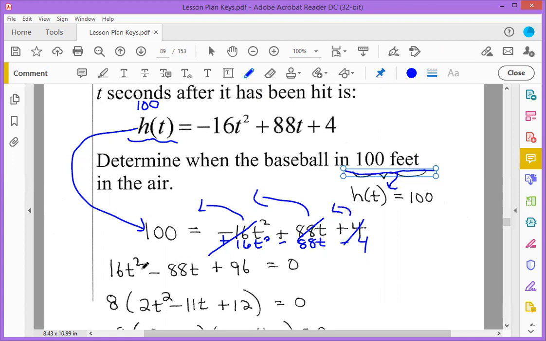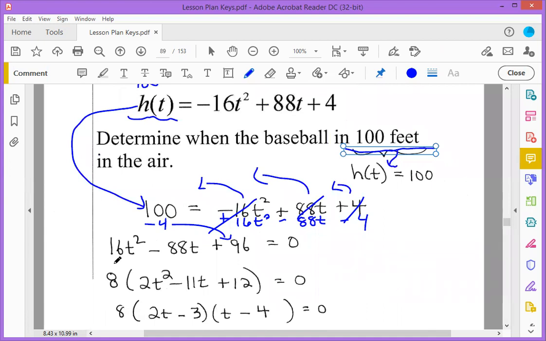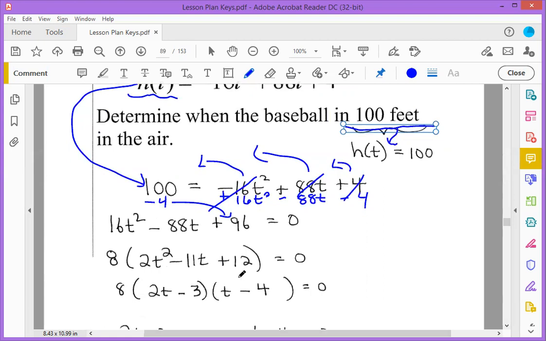So on the right side, we're left with 0. But on the left side, we had 16t squared. Remember, we added 16t squared minus 88t. And then that minus 4, we had a 100 on the left side. So 100 minus 4 leaves us with 96. From here, we factor out our greatest common factor. We can factor 8 from each of these terms. When we factor 8 from 16t squared, we get 2t squared. When we factor 8 from minus 88t, we get minus 11t. And when we factor 8 from 96, we get 12.